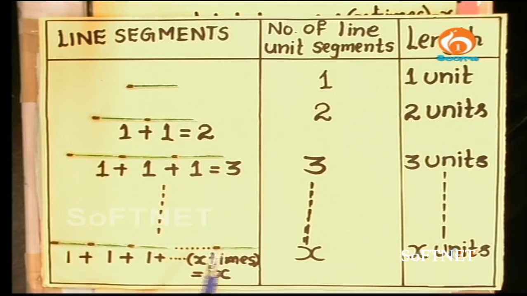Like this, so many are arranged. Already we discussed what an unknown is. Here we do not know how many such line segments are arranged. If x such line segments are arranged, 1 plus 1 plus 1 plus etcetera, x times, then its length will become x units.